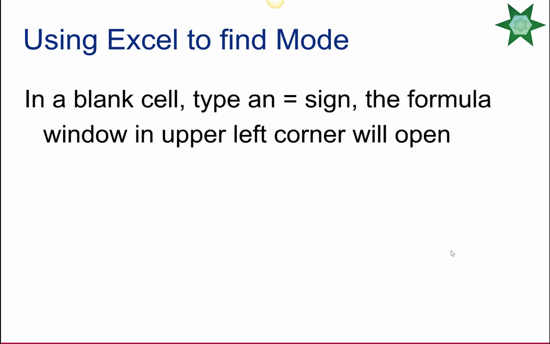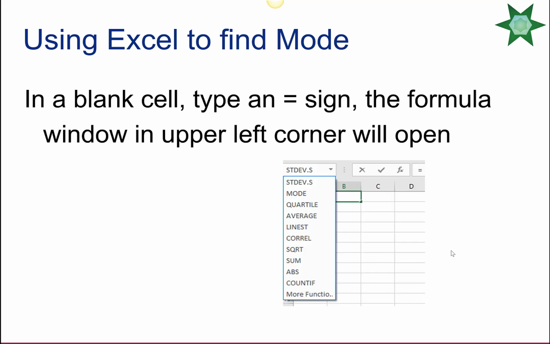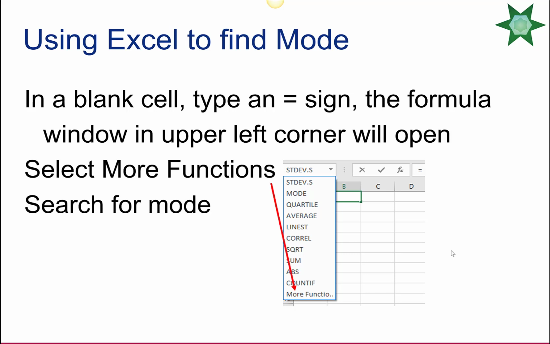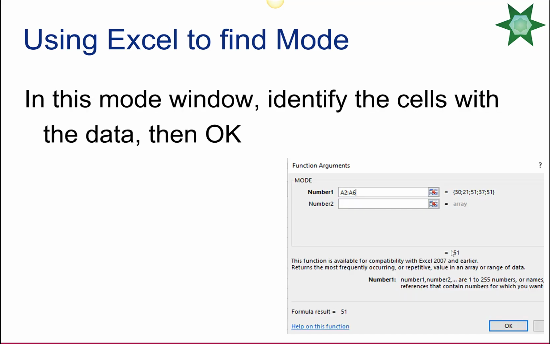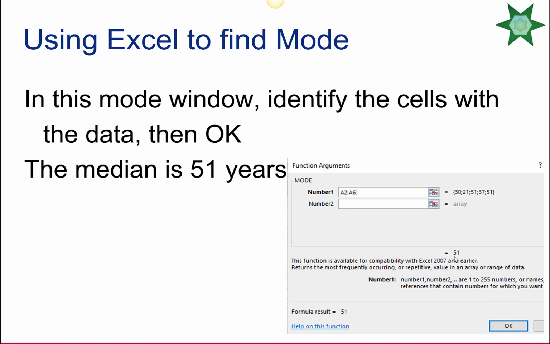And then to find the mode, same thing, type in an equal sign, and again, you're probably going to have to go down to more functions to locate this function for the mode. Identify the cells, and again, the mode will be identified here. It will also be placed into the cell where you had typed the equal sign.